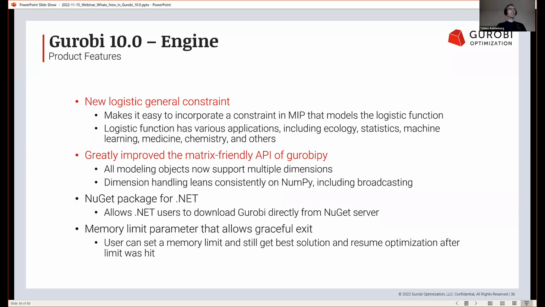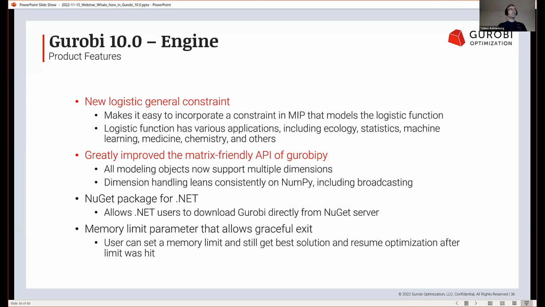Other things I'd just like to mention are that we now have a NuGet package for .NET, so similar to PyPI, with .NET you can now also use that package system, NuGet, to grab and install Gurobi. And we have added a new version of the memory limit parameter that allows you to set a memory limit and then still get a graceful exit, so that afterwards you can access the best solution, change the memory limit, resume optimization, and so forth.